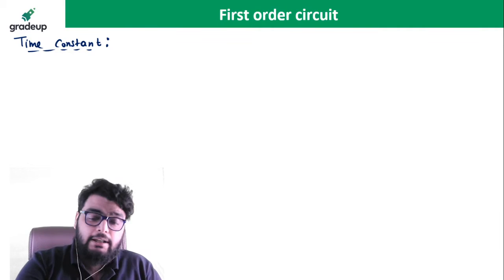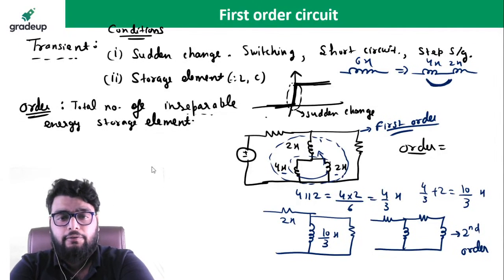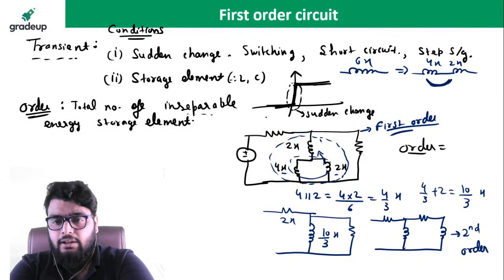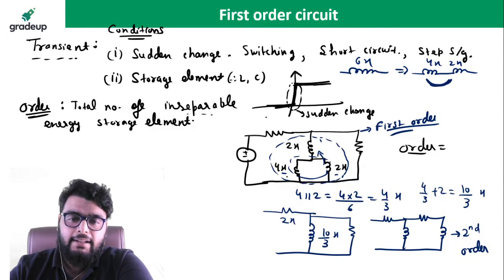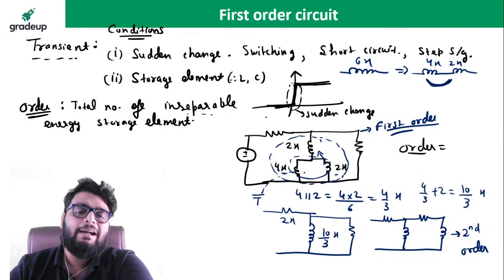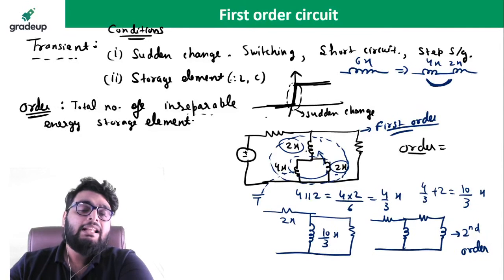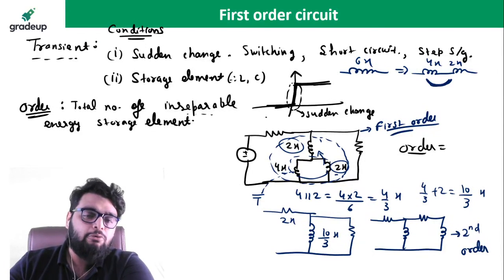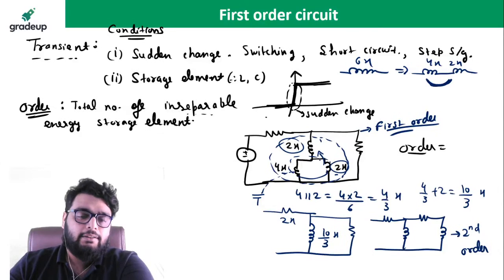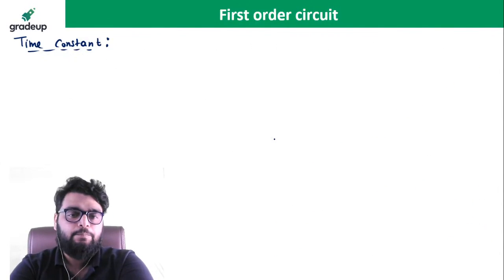Sheikh is asking, sir, if there is a capacitor, will it be second order? No, beta, if in place of the 4 Henry, you place a capacitor here, then you cannot combine this 2 Henry and this 2 Henry. Then the order will be 3, because of 2 inductors and 1 capacitor.